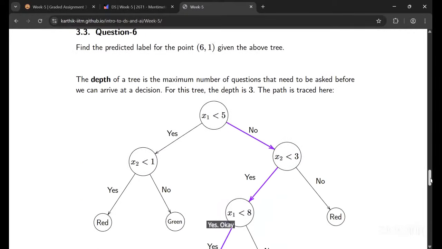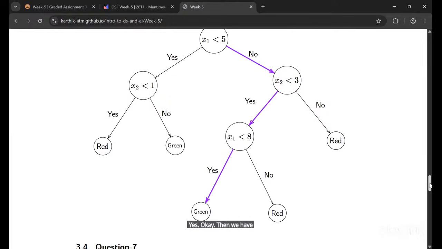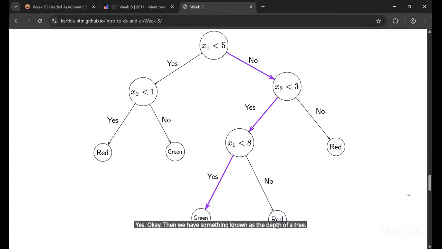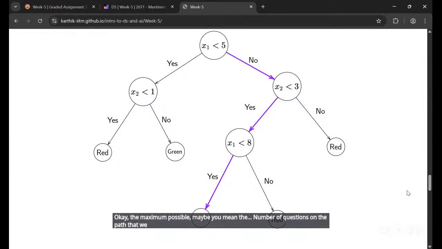Okay. Then we have something known as the depth of a tree. So what do we understand by depth of a tree? The maximum possible distance, like the maximum possible value. Okay. The maximum possible, maybe you mean the number of questions in the path that we are taking to reach a leaf. Yes. Okay.